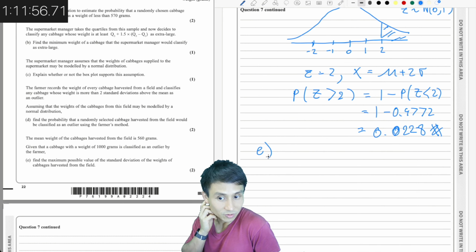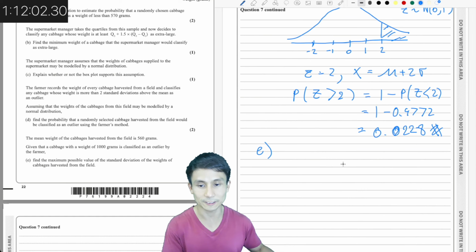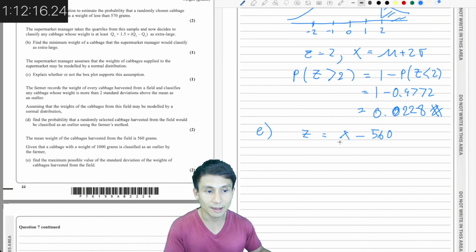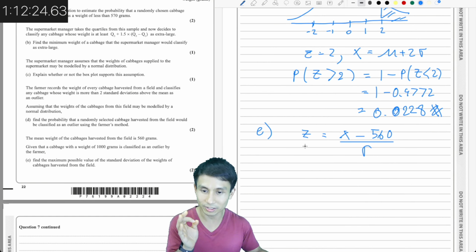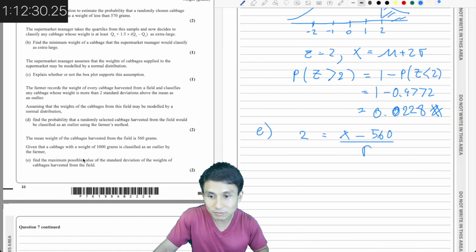Find the maximum possible value of the standard deviation of the weights of the cabbages harvested from the field. So if we take Z equals X minus mu, which is already known, 560, divided by sigma. And we know that to be at the critical point where it's about to be an outlier, Z must be 2, right? If it asks for the maximum possible standard deviation, and this is 1,000, so I put 1,000 here.